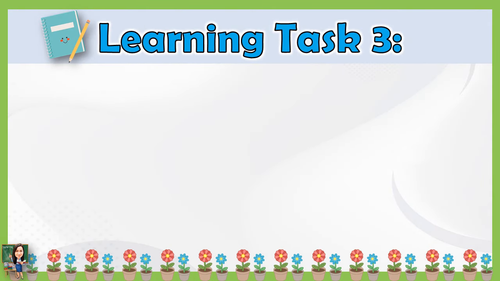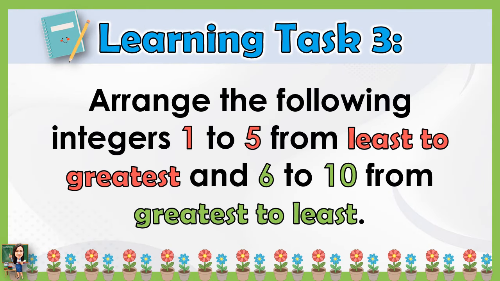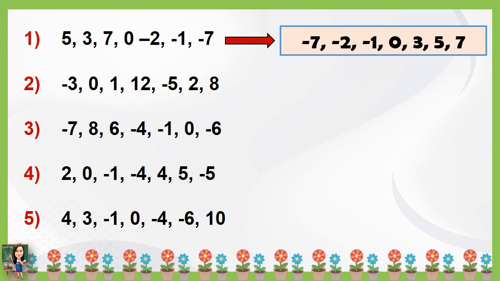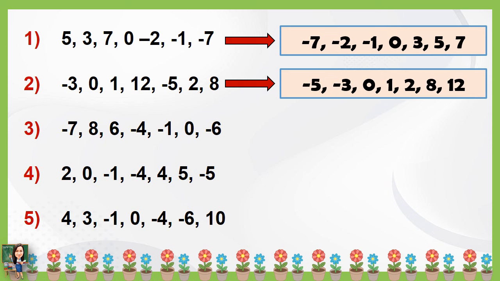For learning task 3, arrange the following integers, number 1 to 5 from least to greatest, and number 6 to 10 from greatest to least. Number 1 to 5 is from least to greatest. Number 1, least to greatest is negative 7, negative 2, negative 1, 0, 3, 5, 7. Number 2, least to greatest, negative 5, negative 3, 0, 1, 2, 8, 12.